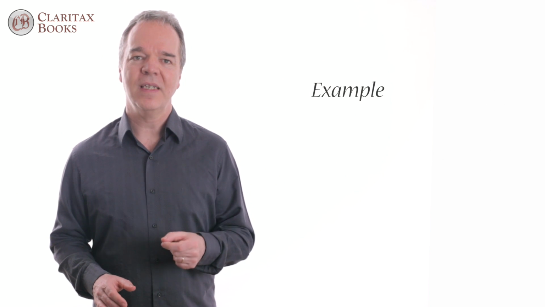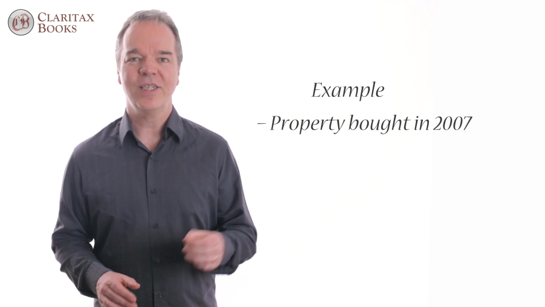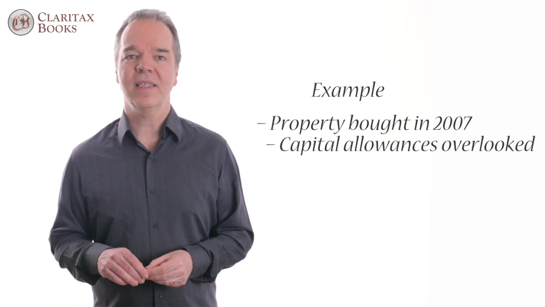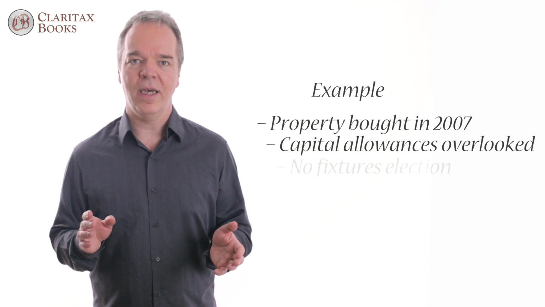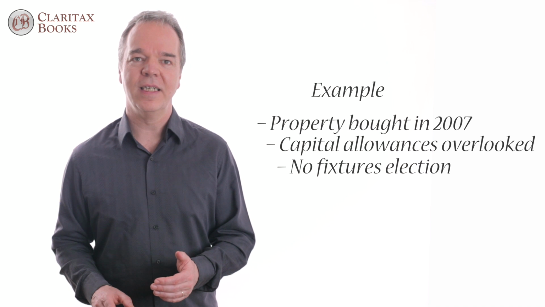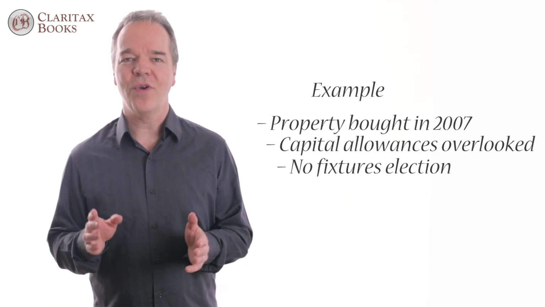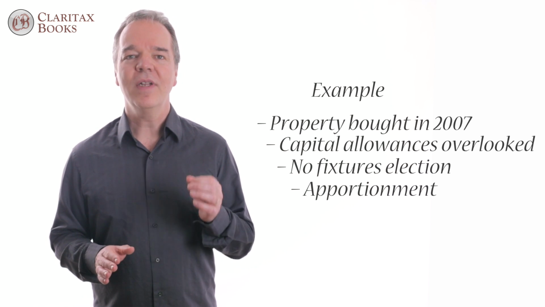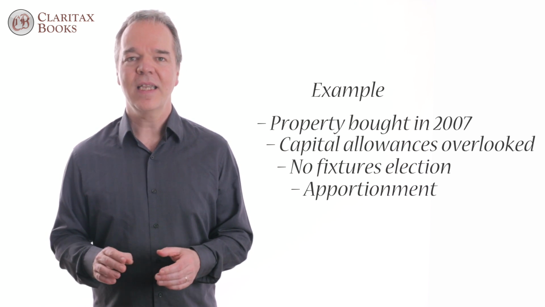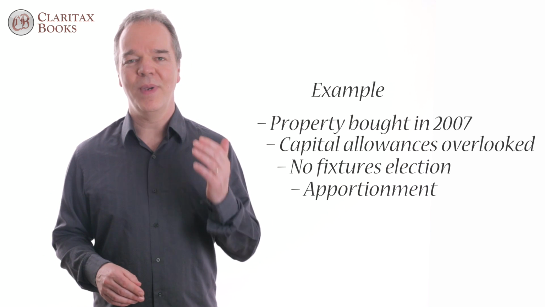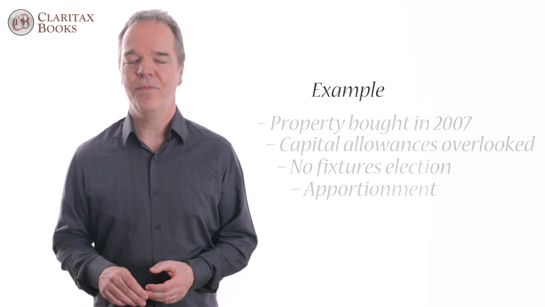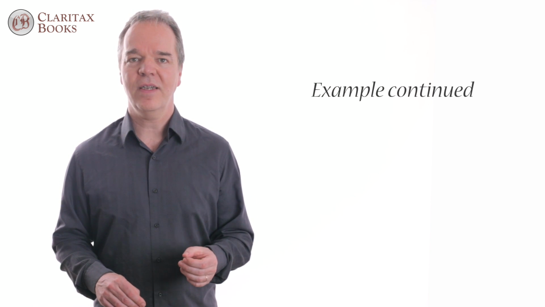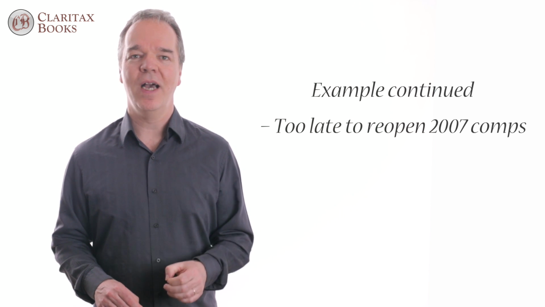Suppose, for example, that a business bought the freehold of its offices back in 2007 and now realizes that it did not adequately address the capital allowances issues at the time. The business confirms that it did not sign a fixtures election, so the correct statutory approach is to use a just and reasonable apportionment, even if the parties had some agreement saying that just £100 perhaps was being allocated to plant and machinery. So, can we go back and reopen the computations from 2007? No, because we're out of time to do that.